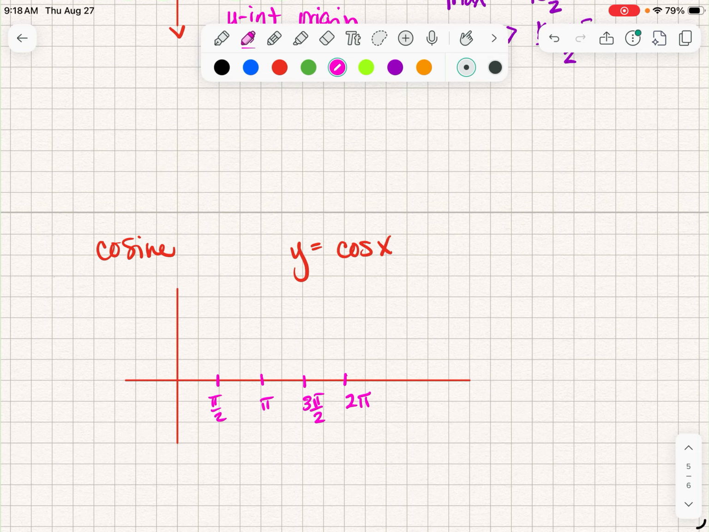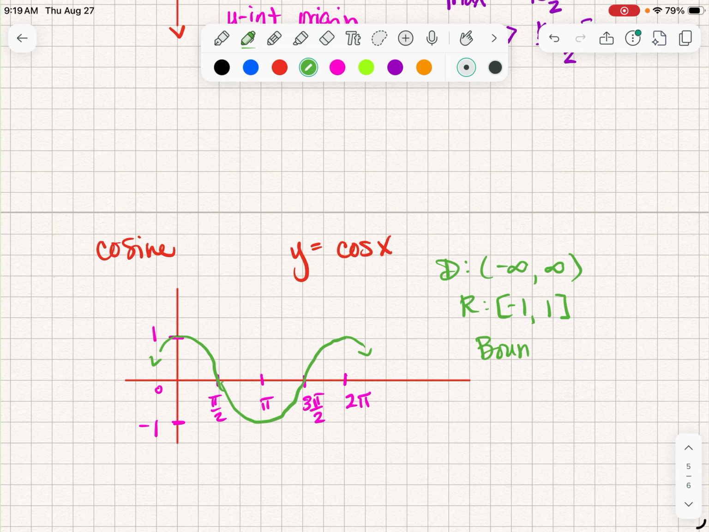But if you recall, this one actually starts at 1. It does not go through the origin. So one cycle of this function looks like this, right? And again, we know it actually keeps going. It's just the same function, just shifted. So the domain on this one's still all real numbers. The range on this one is still from -1 to +1. It's still bounded in the same way, above and below.